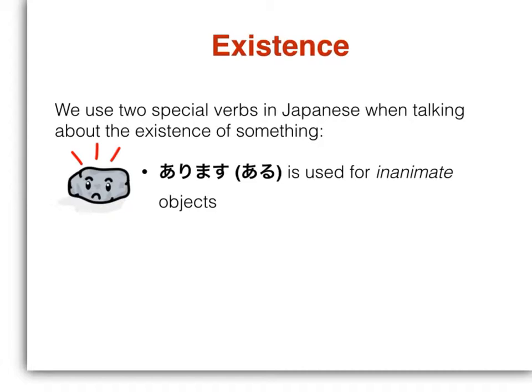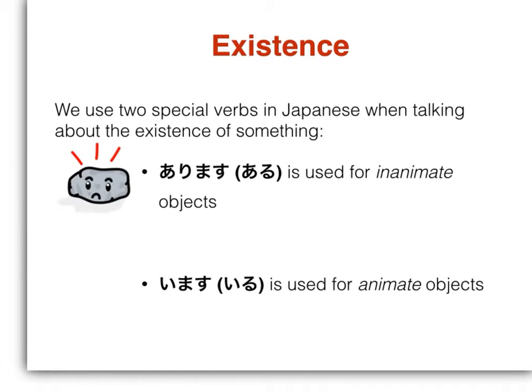On the other hand, we'll use the verb imasu, dictionary form of which is iru, for animate objects. Animate objects are things that are alive and can move under their own power. Animals, people, that sort of thing, are considered to be animate objects.